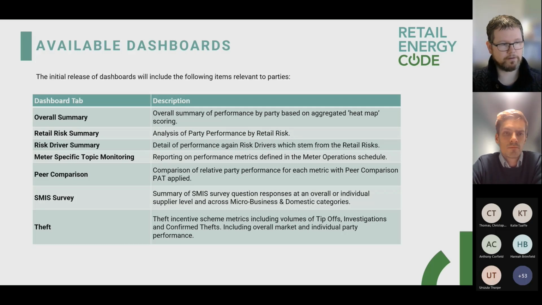So Rhonis switches would be the obvious example there. SMIS survey gives you the results for those who this applies to of the quarterly SMIS survey information, so similar to what's provided in the current SMIS reporting, but you're able to obviously go through and have a look at that. And then finally theft, which basically gives you a view of the submitted thefts for those who are in the theft incentive scheme that you have submitted and have been accepted year to date, and also a view of on an anonymised basis how that looks across the market as a whole.